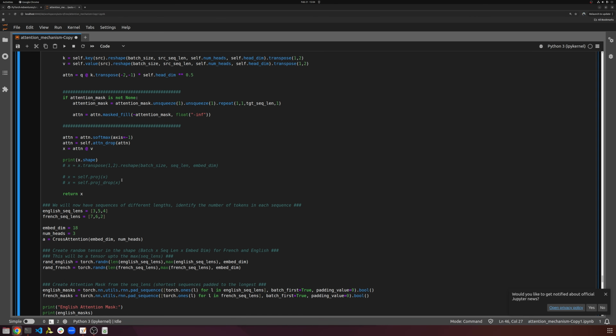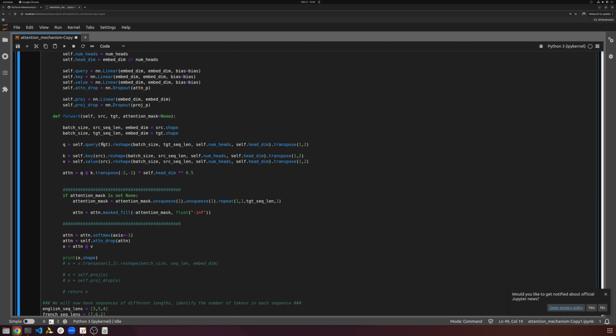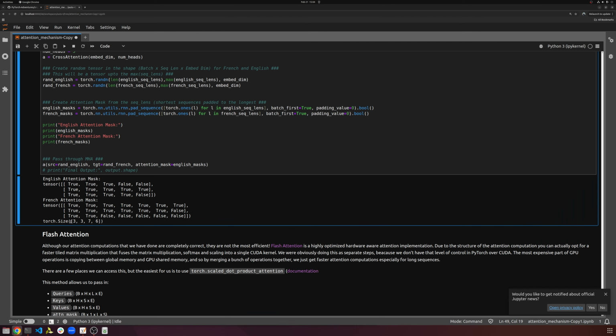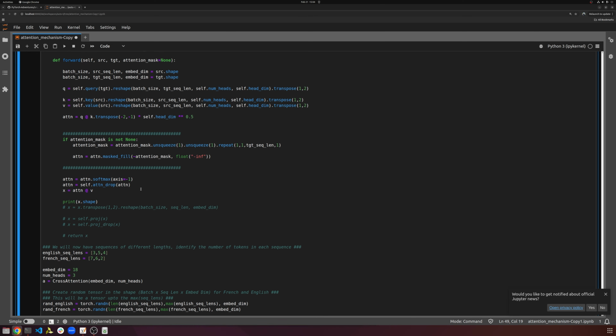Oh, let's not return x, so it's not printing everything out. There we go. So x is currently a 3 by 3 by 7 by 6, which makes sense, right? We have sample of 3 heads, and each thing is a 7 by 6 tensor. Okay. Actually, 7 by 6 seems a little incorrect. What are we missing here?